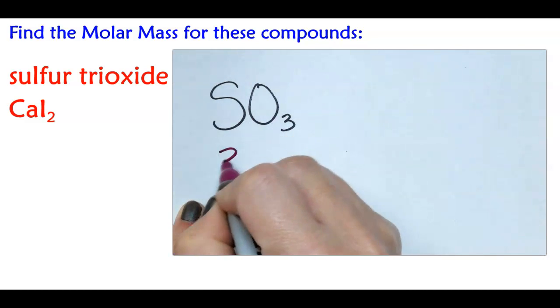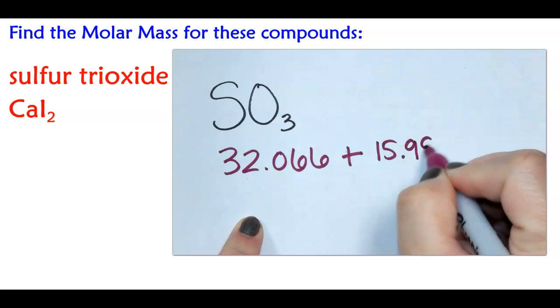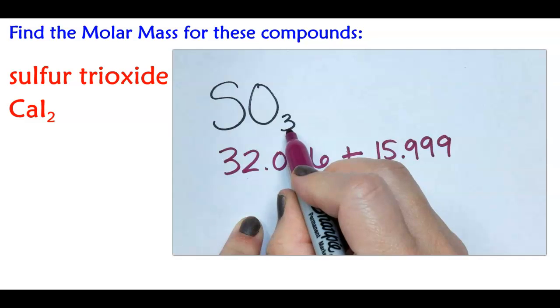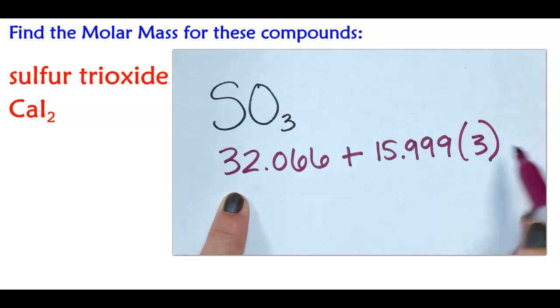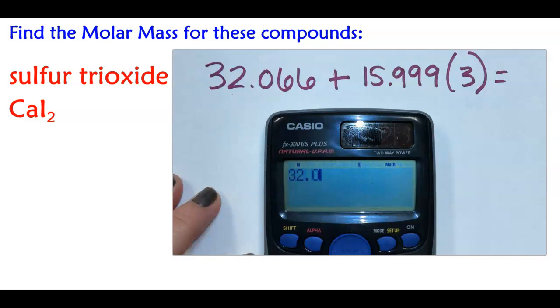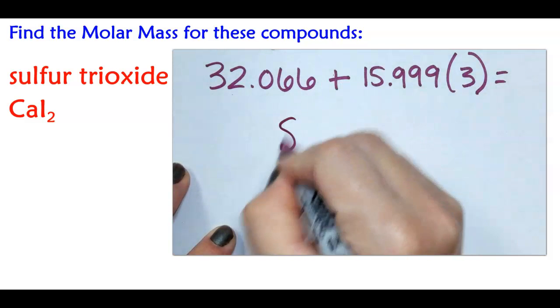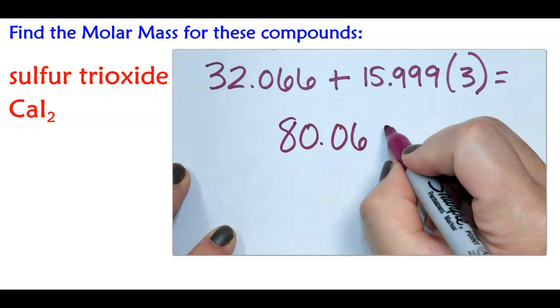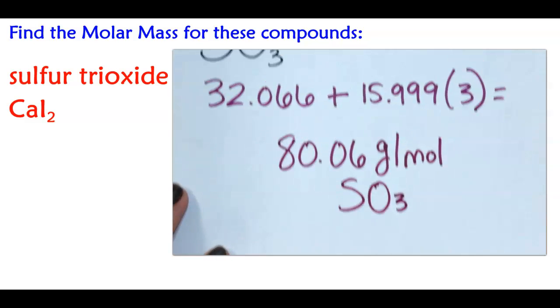So we'll put 32.066 plus oxygen is 15.999, and then because there's a subscript of 3 next to oxygen, we will multiply by 3. 1 sulfur plus oxygen times 3 equals, and now let's add it up in our calculator. 32.066 plus 15.999 times 3 equals, and we get 80.063. We'll just round this off at the second decimal place, so it'll be 80.06. The unit for molar mass is grams per mole, and this is the molar mass of sulfur trioxide.